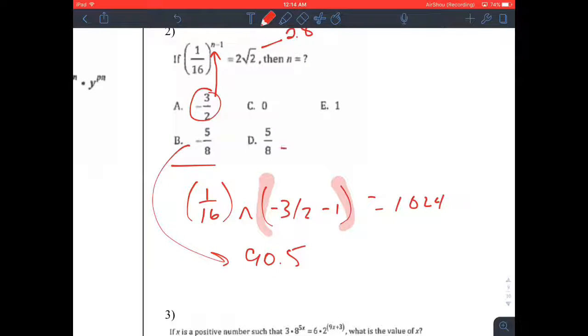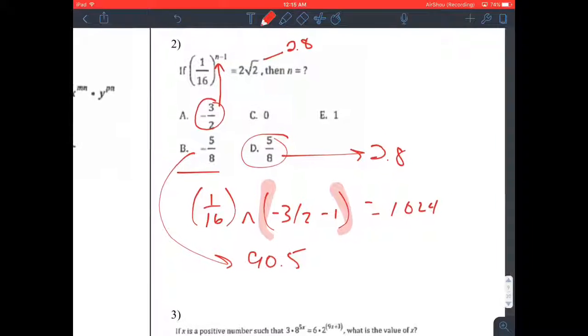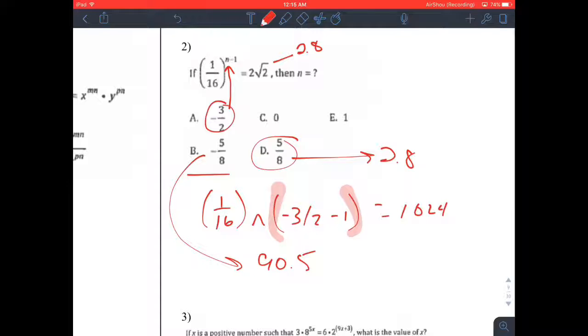If you plug in answer D, it's going to give you the correct answer of 2.8. So that's the correct answer. What I'm saying is, yes, there's an algebraic way to do this problem, but it takes too long. This problem is much faster.